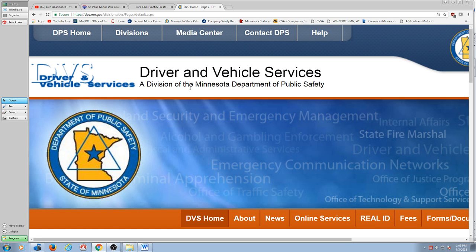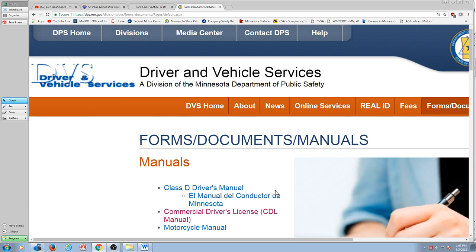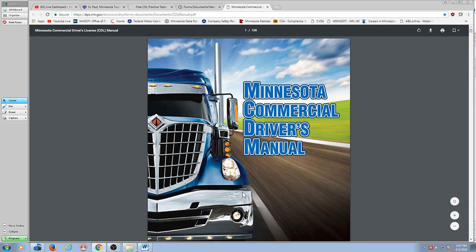To get to the CDL manual, scroll down here to documents and go to more documents. The manual you see listed under documents, that's the car manual. You want the CDL, the truck one. So you go to more documents and you'll see it on the first page, top of the first page there. Click on commercial driver's license manual and there you are.